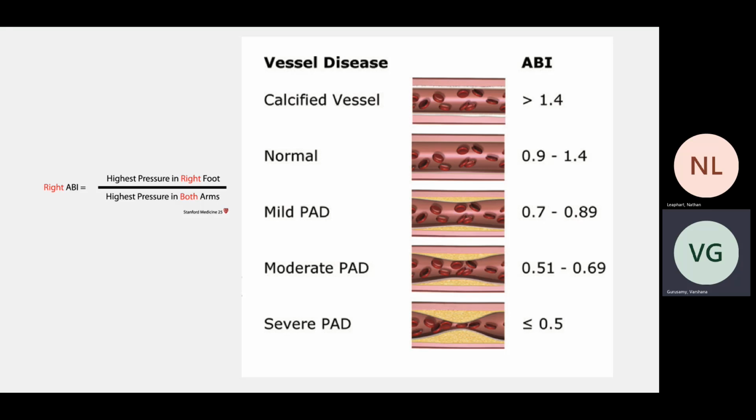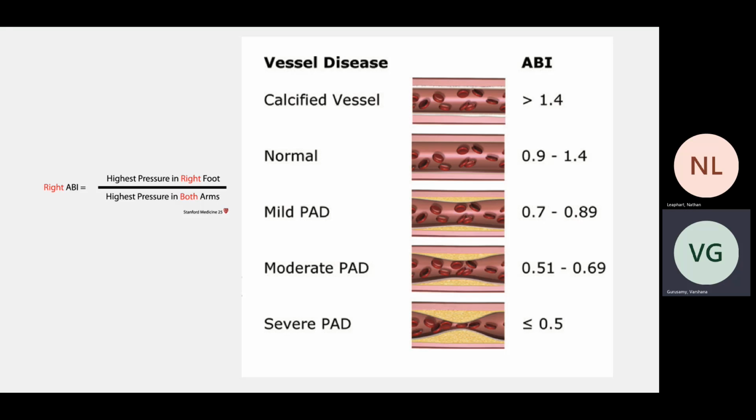Anything above this, so if this pressure is really high and the ratio is higher, you get the idea that the vessel might be really calcified and the pressure in that vessel is higher than the brachial artery. Does that make sense? So if the artery in the leg's super calcified, that pressure is going to be really high compared to the pressure in the arm, and so that ratio is going to be greater than 1.4. So when you see this, it doesn't mean that they don't have arterial disease. It just means that they have very calcified vessels. And then this is normal.